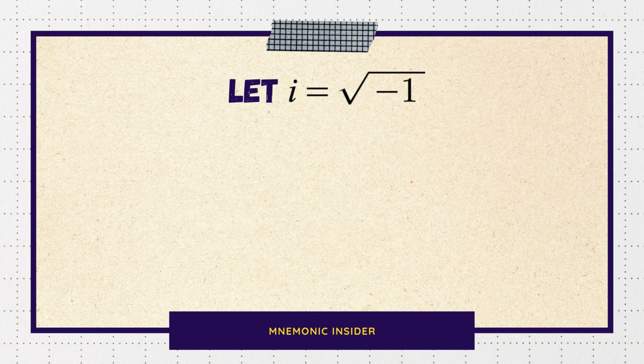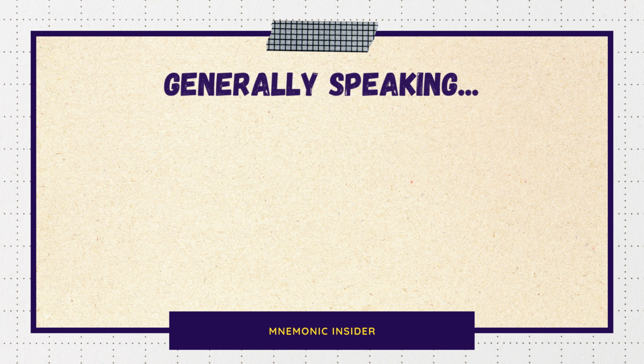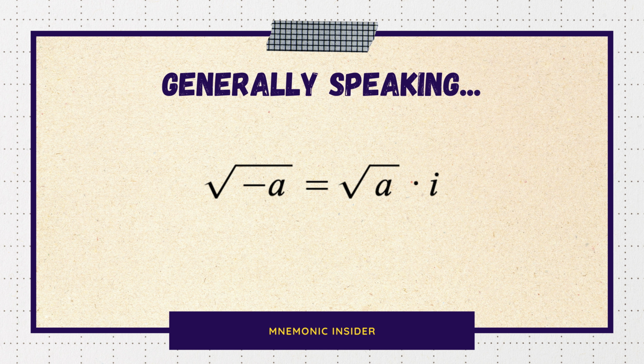Well, why don't we make a number, i, where i equals the square root of negative 1? We don't know whether these numbers are real, so let's call them imaginary numbers. Thus, the square root of any negative number should be imaginary, right? The square root of negative 4 is root 4 times root negative 1, which is 2i. Generalizing it, the square root of negative a is root a times i.